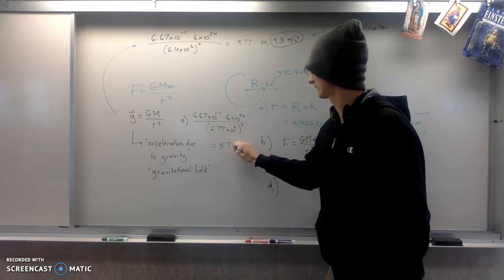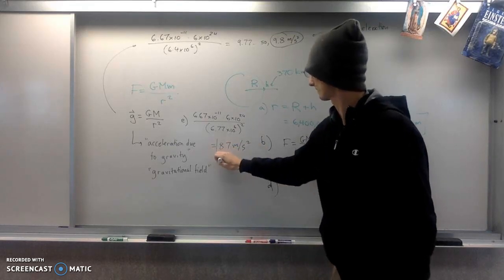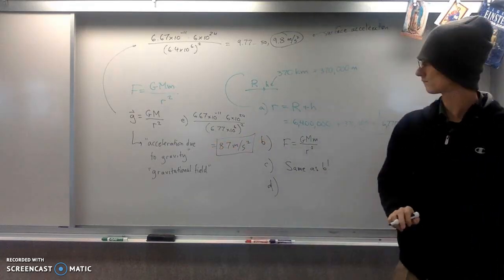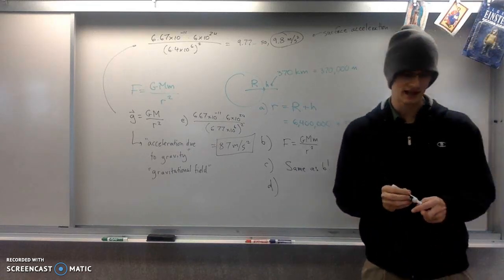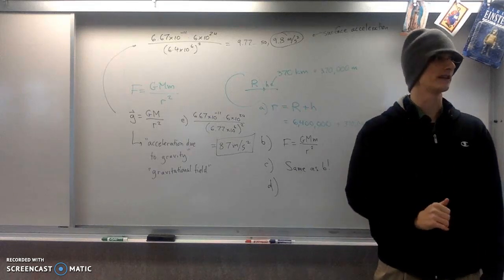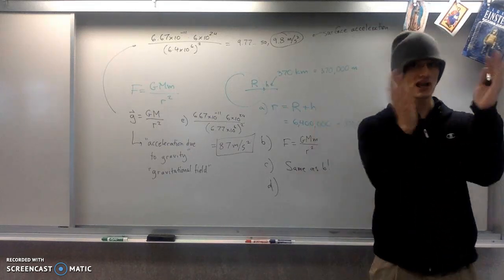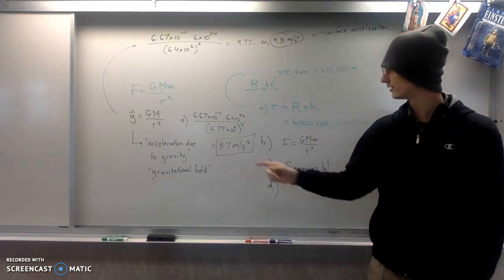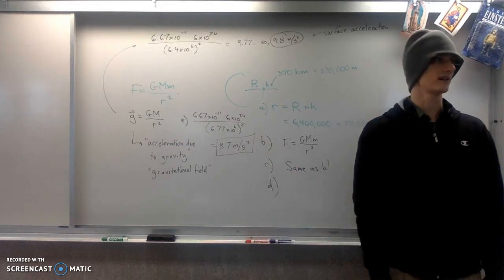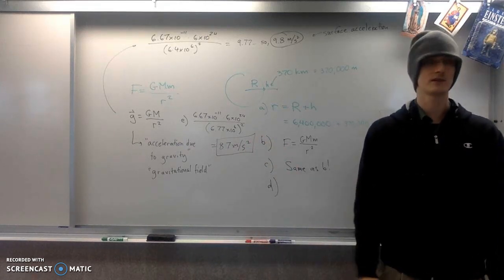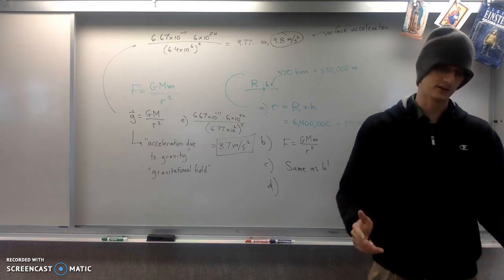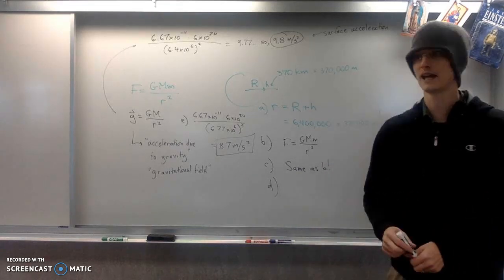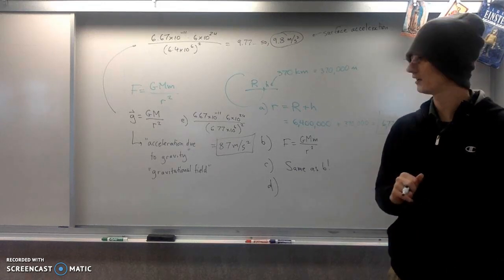Okay, 8.7. Okay, so it's less. All that means is that if the astronauts stopped moving sideways, like if the ISS just stopped suddenly, they would fall towards the Earth at a rate of 8.7 meters per second squared. That's what would happen. And then they would crash and burn. But they'd probably burn up in the atmosphere on the way down, but whatever.